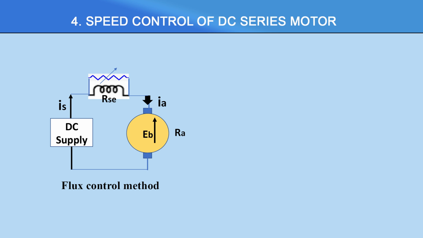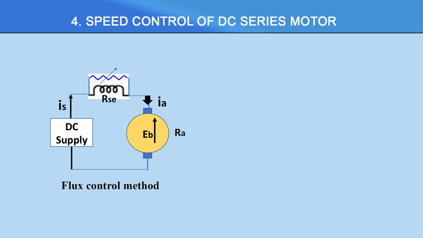So, this is the diagram for the DC series motor. A DC supply provides the current IS, connected in series with the series resistance RSE, which is connected to the armature having resistance RA and back EMF EB. EB is the back EMF opposing the flow of current. The new thing here is that, in parallel with the series field winding RSE, an external resistance is connected, which is variable in nature. The arrow means it is variable.